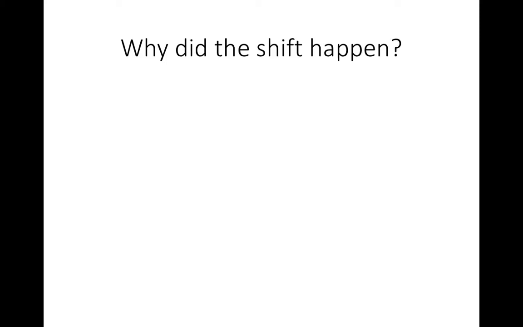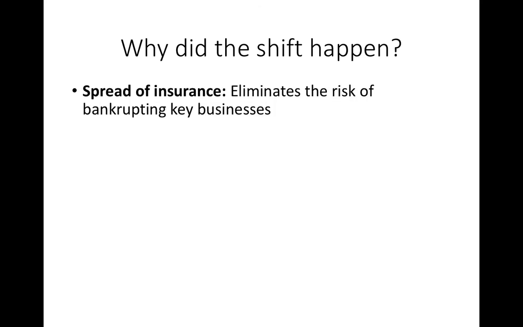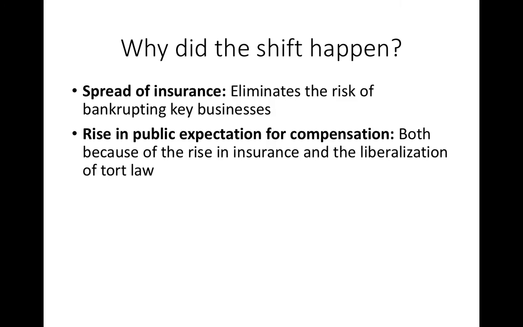So why did this shift happen between this economic development regime and a compensation regime? Kagan argues that in large part, and also Friedman, which are the two assigned readings for this week, it was a multitude of factors, but one, that the widespread nature of insurance in the 20th century has really eliminated the risk of bankrupting key businesses. And so the court doesn't necessarily have to focus as much on making sure that the New York Central Railroad is not hurt too much by burning down Ryan's house, right?